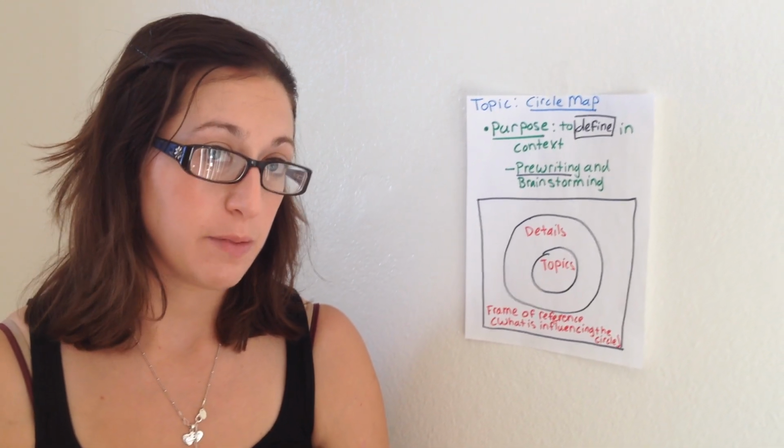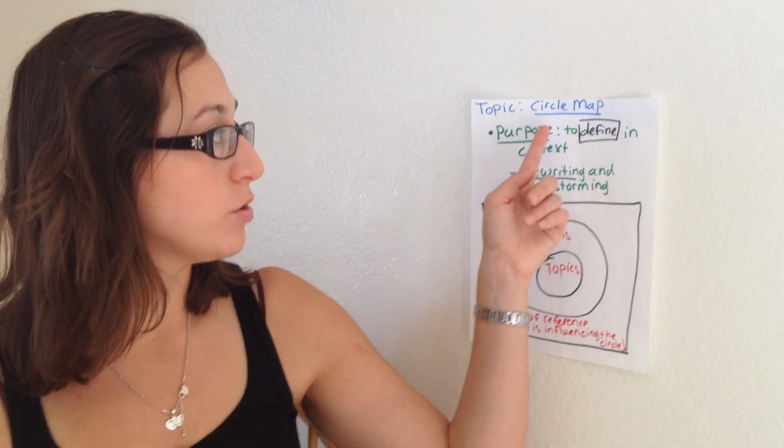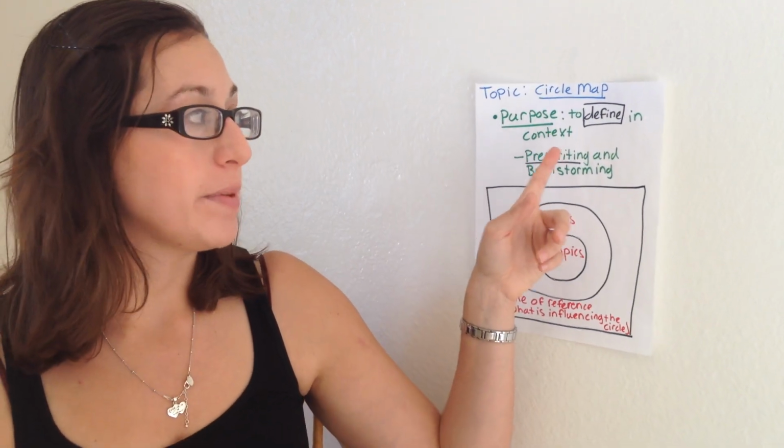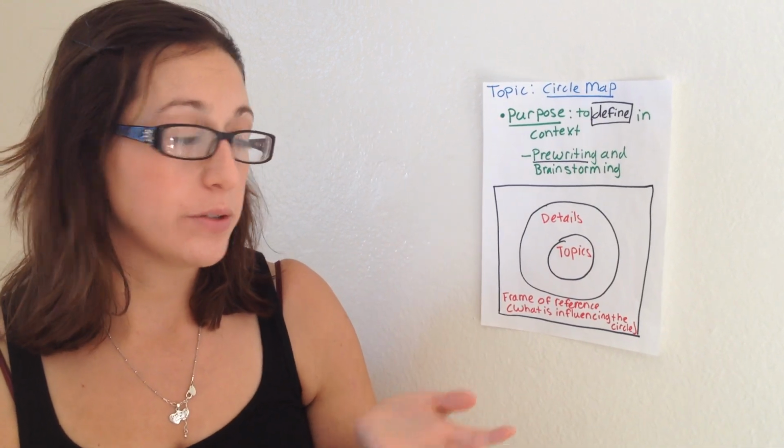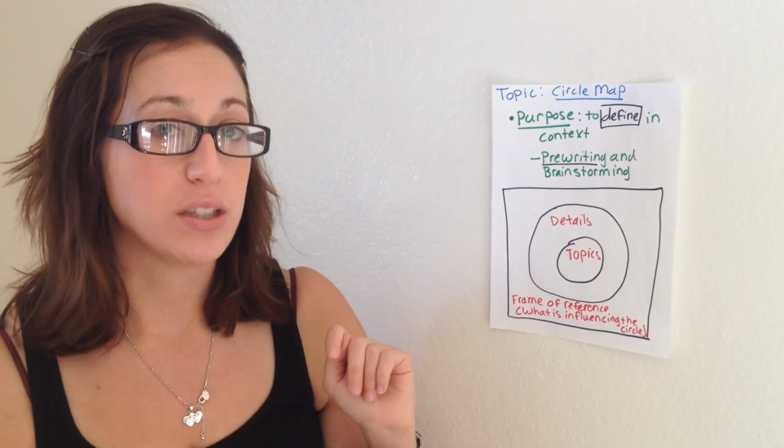Today we're going to be talking about thinking maps, and we're going to be starting off with one of the most simple thinking maps, a circle map. So our topic is a circle map. The purpose of a circle map is to define in context, and really the reason why we use it is to help us with pre-writing and brainstorming.